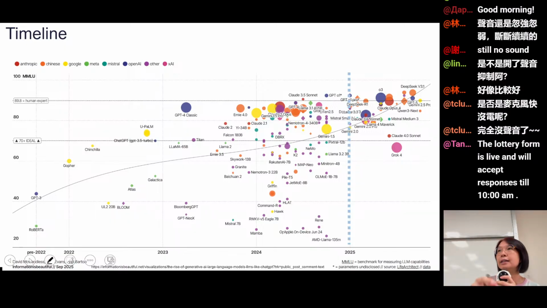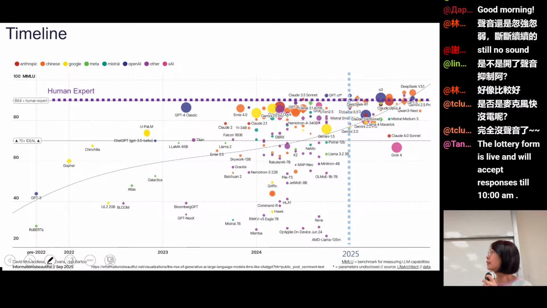So each dot is a language model. Okay, and then you see this line. These lines mean human expert. We have some defined test bank. A test bank has many questions with answers, and afterward we allow some human expert to answer those questions.